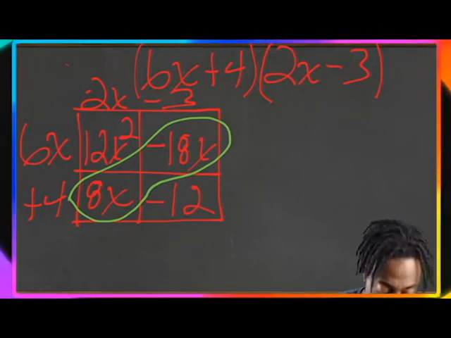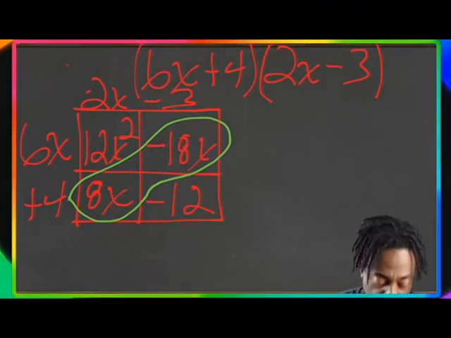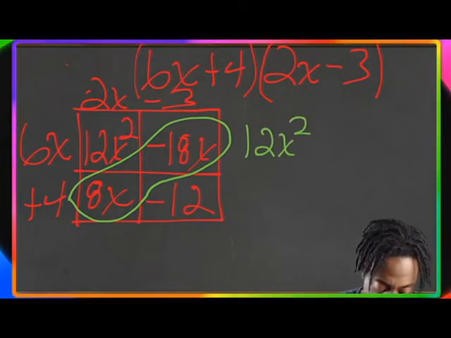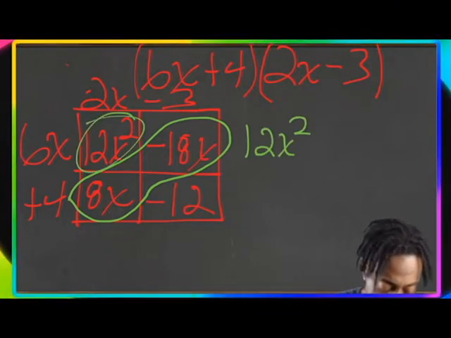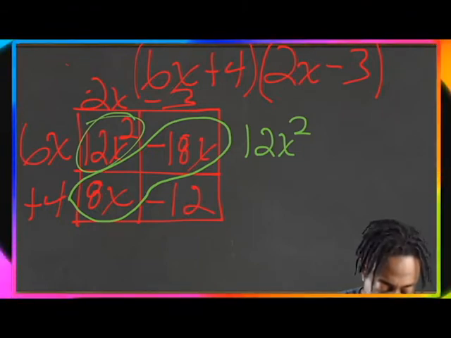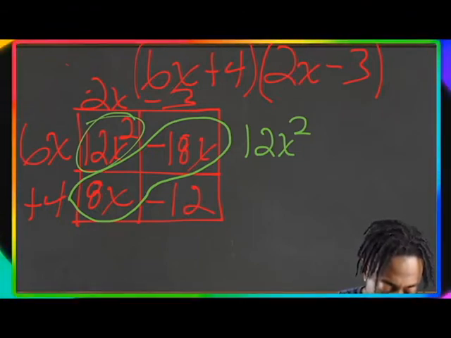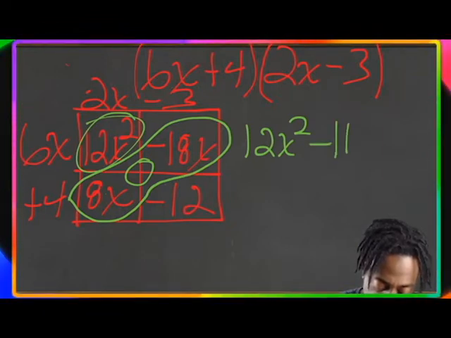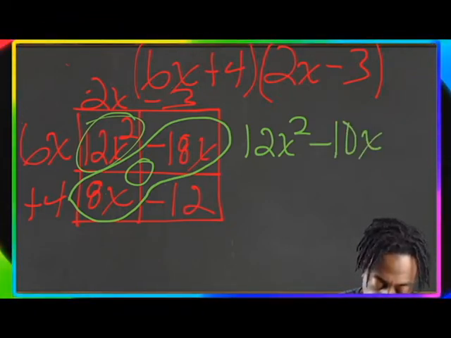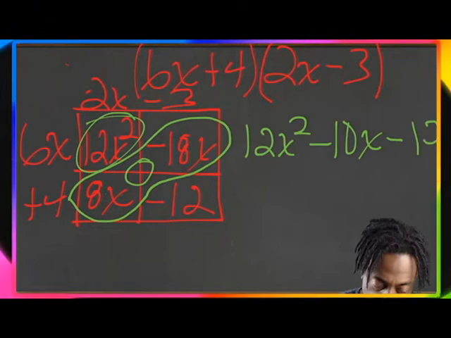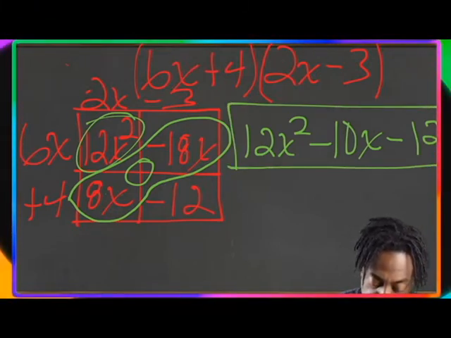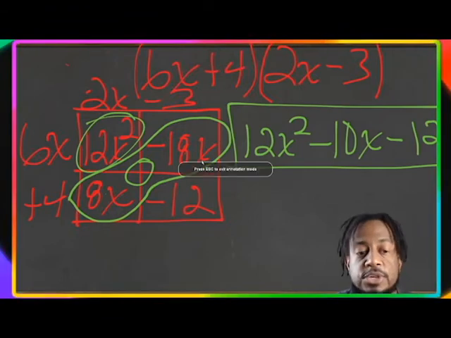All right. So all we need to do is write the answer. So here we have 12x squared. That's this one. In the middle, negative 18x plus 8x will give you a negative 10x. And bring down the minus 12. All right. So now we are boxing it up here and we shipping it out.